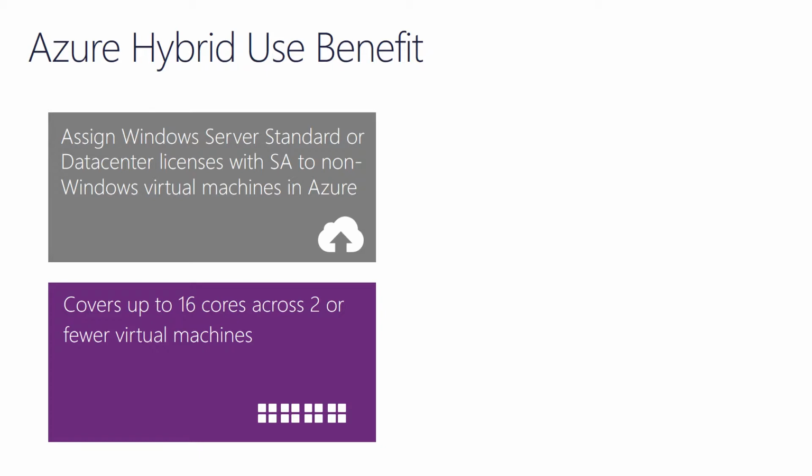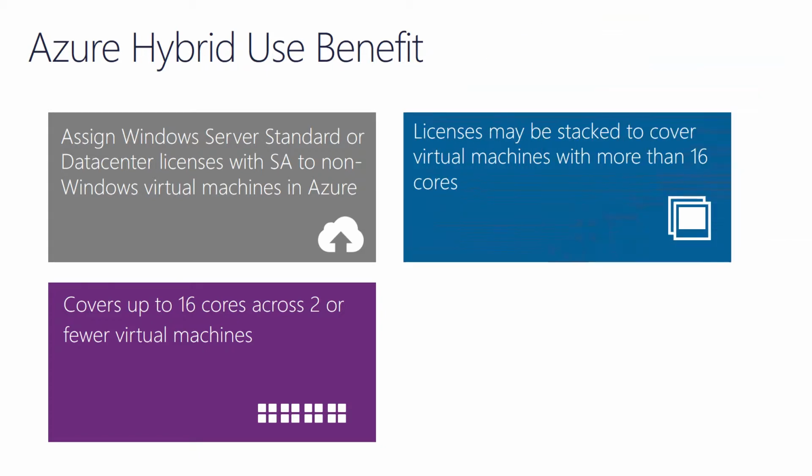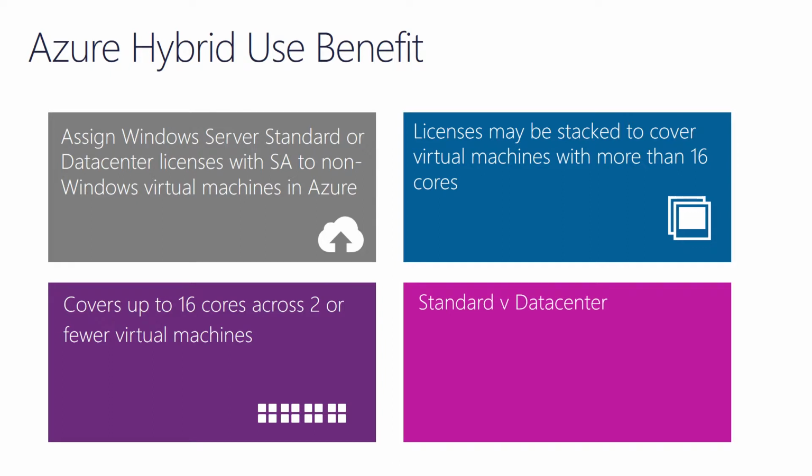But what about a 32-core virtual machine? Well, there is an answer, of course, and you can stack licenses to cover virtual machines with more than 16 cores. So, are there any differences between a Windows Server Standard and a Windows Server Datacenter license? Well, yes, there are. The standard licenses work in exactly the way you would probably expect. The licenses are assigned either to an on-premises virtual machine or to an Azure virtual machine. And these rights are known as alternative. You have the choice of where you assign the licenses.